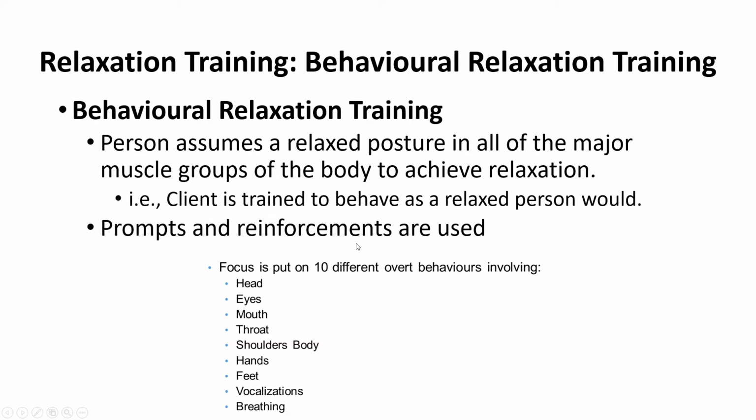Next, we're going to talk about behavioral relaxation training. This is the one that I told you is similar to our progressive muscle relaxation, but behavioral relaxation doesn't involve that aspect of tensing first. This one's a little bit weird because the title doesn't really give us a great clue as to what the process involves, but it basically gets you to assume some kind of relaxed posture, and get all of your major muscle groups to relax. So you don't tense first, we're just relaxing.